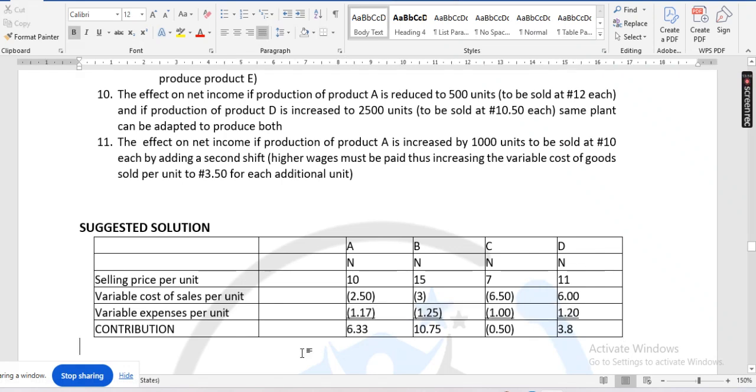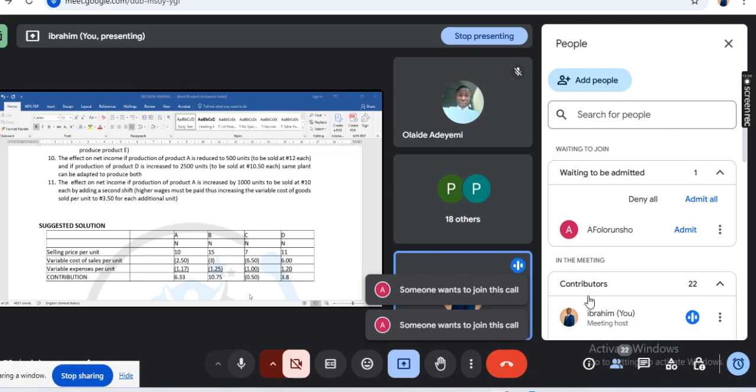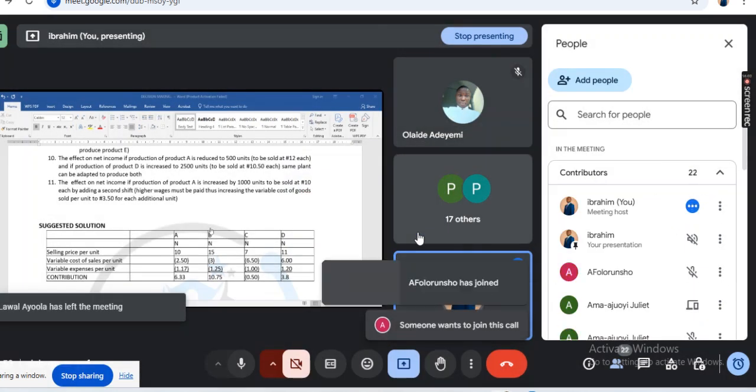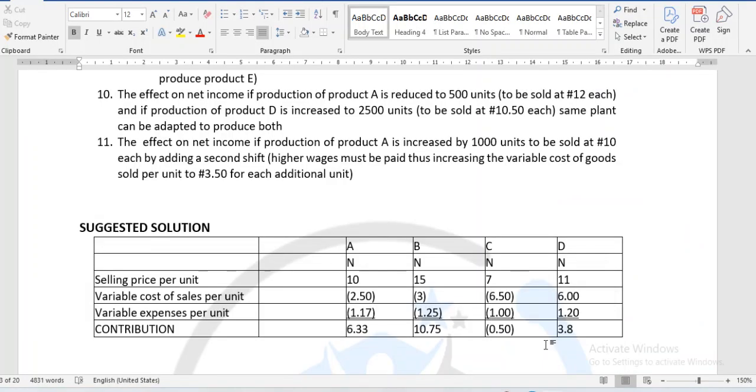So, okay, now you can see this decision was before. You can see before the discontinued operation, right? This is before the discontinued operation. This is their contribution. Don't forget, you can base your decision on contribution. Now, we will remove product C from here, class.